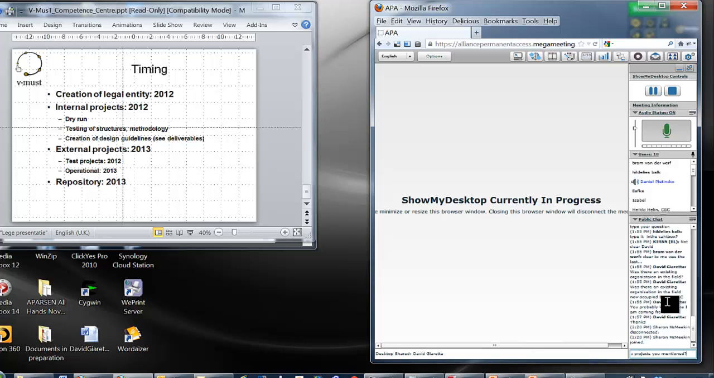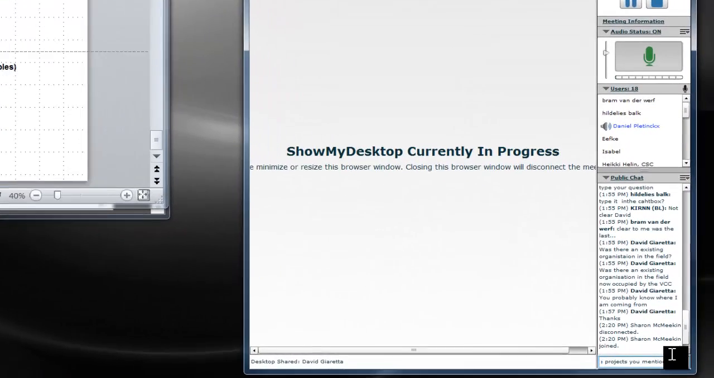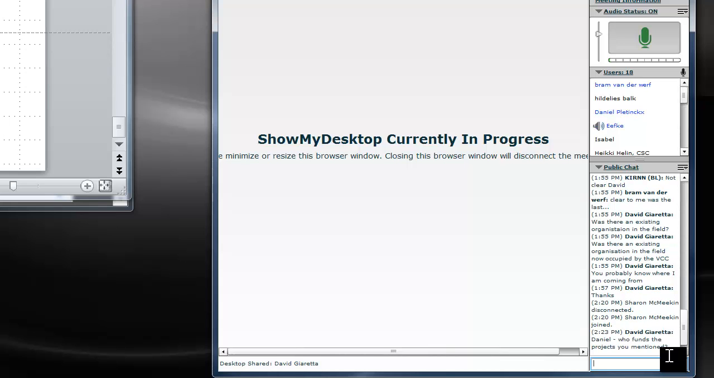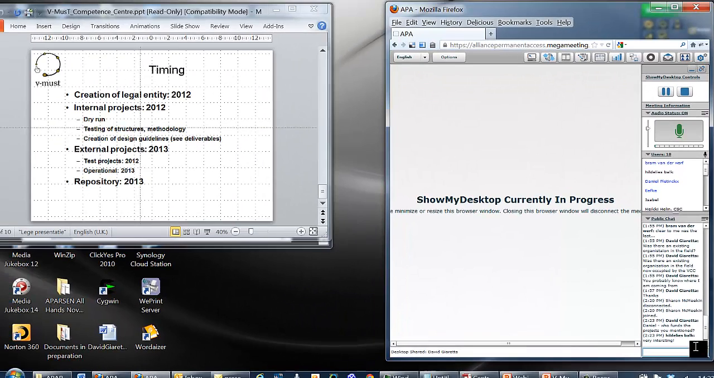Same for the repository. We already have material now ready to go in the repository. And in 2013, we will have an operational repository of digital museum objects. So, that was it for me. Thank you.